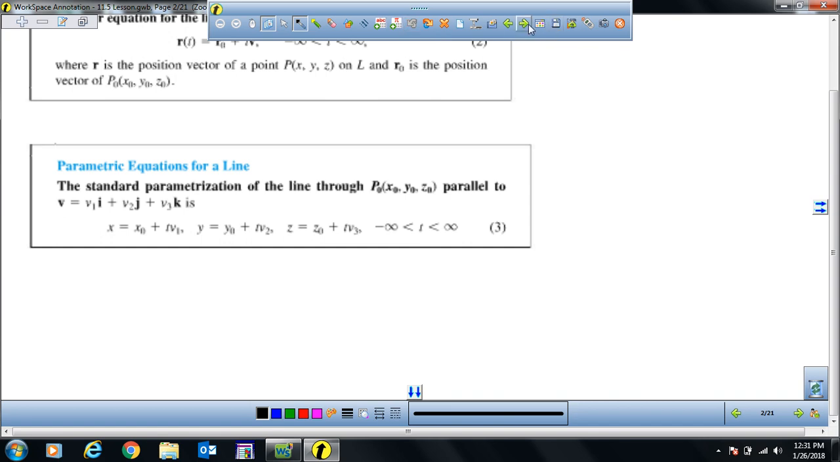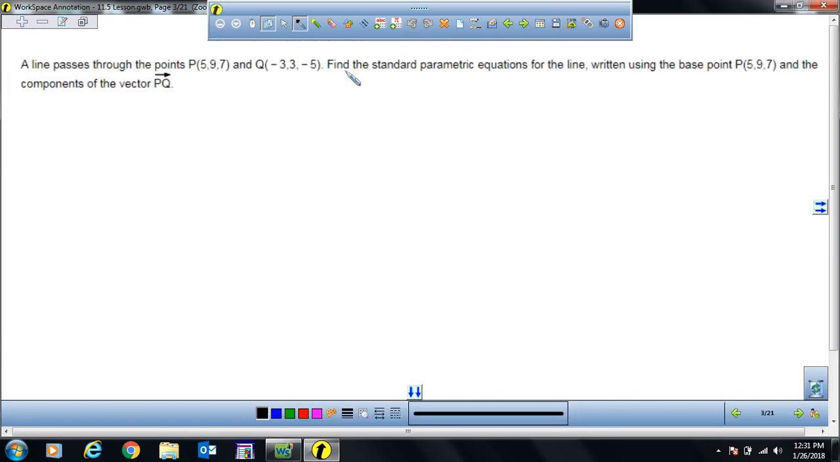Okay, so let's start with this. We have a line that passes through the points P equals (5, 9, 7) and Q equals (-3, 3, -5). Find the standard parametric equations for the line, written using the base point P and the components of the vector PQ. So we want parametric equations for the line that passes through that vector PQ.